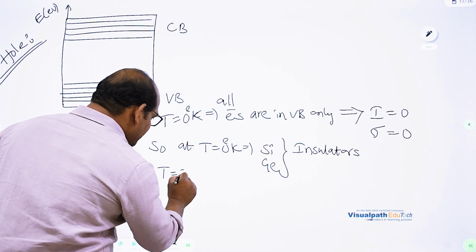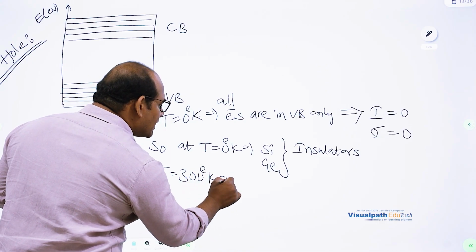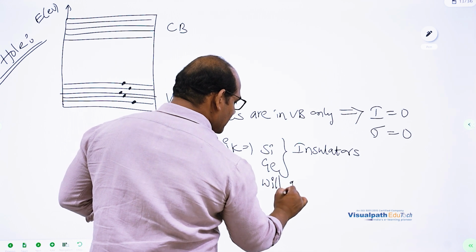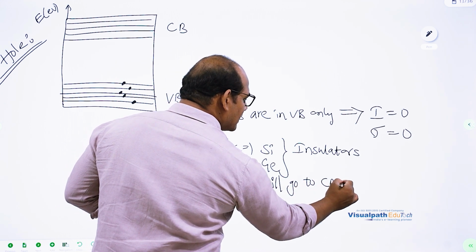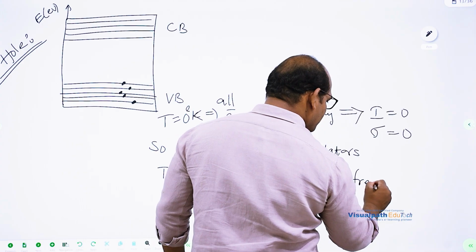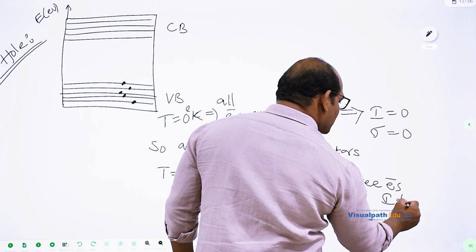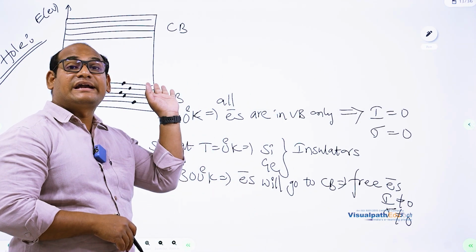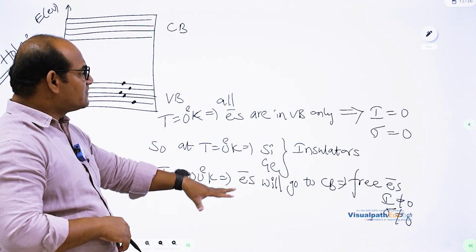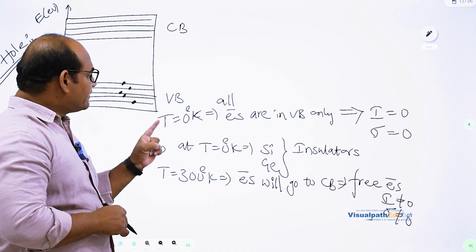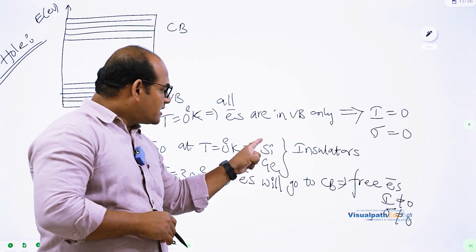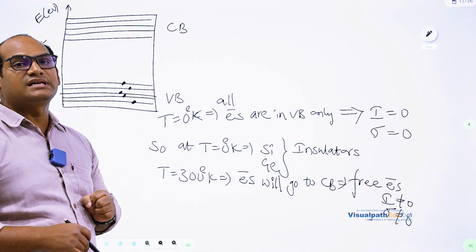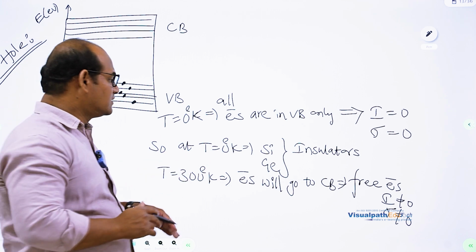At T equal to 300 degrees Kelvin, at room temperature, electrons will go to conduction band and become the free electrons. So that current is possible, conductivity is possible. Now it is acting like a semiconductor. These are the very important points you need to understand. The very important point here is that semiconductors can be treated like insulators when the temperature is equal to 0 degrees Kelvin.